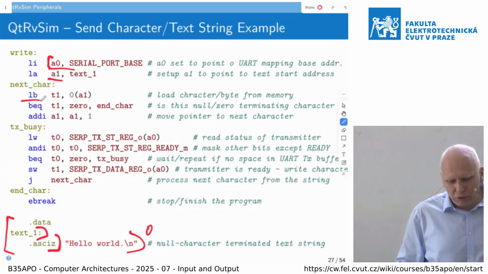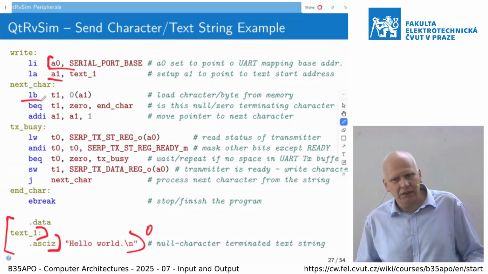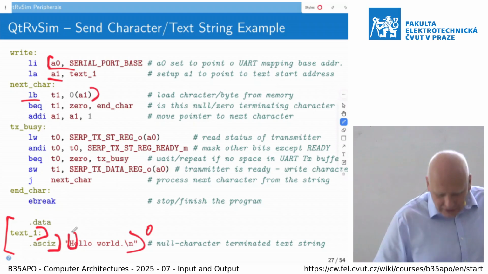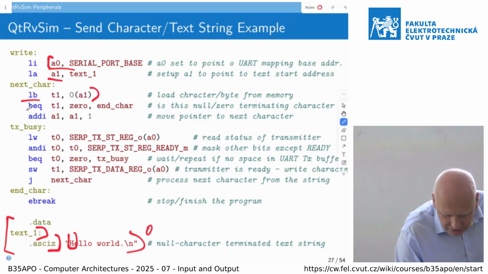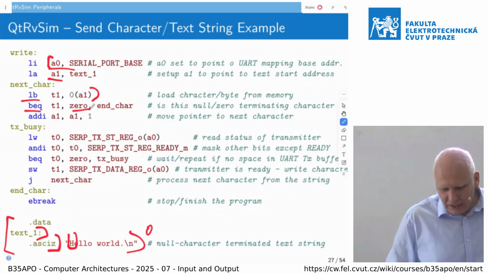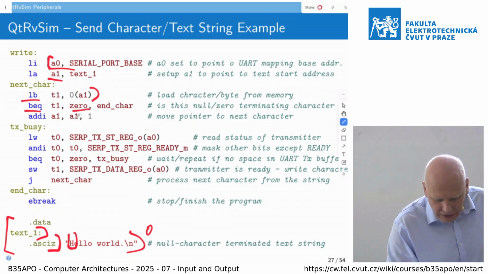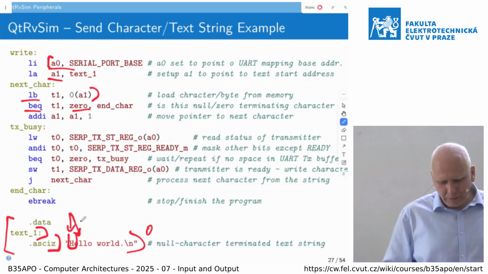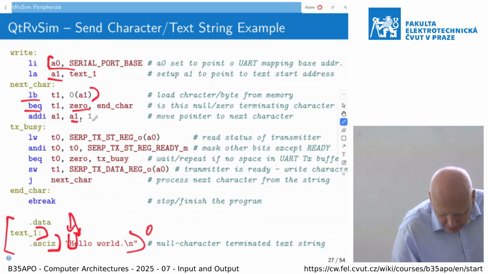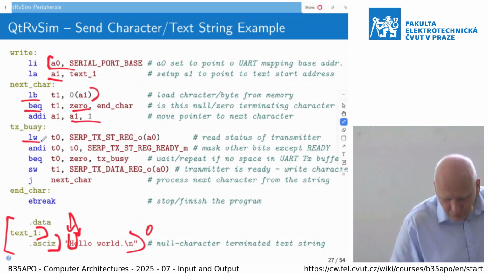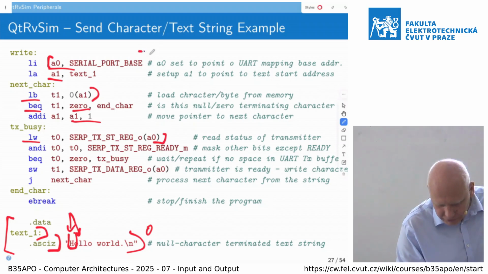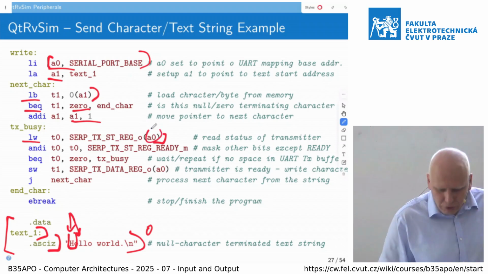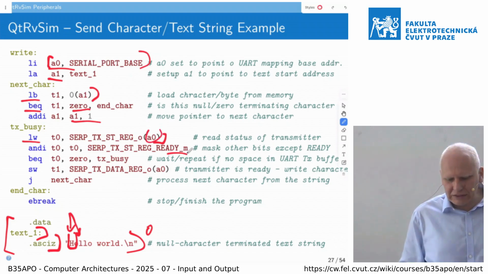Now we load the byte. It is the same instruction as load word, but this loads an individual byte from the address. So it takes it into T0. We check if that is the final 0 character. If it is not the 0 character, then we move the pointer to the next character by this addition. Then we load the word from the status register, because we have the base of the serial port set in A0. We check if it is ready to accept a new character.